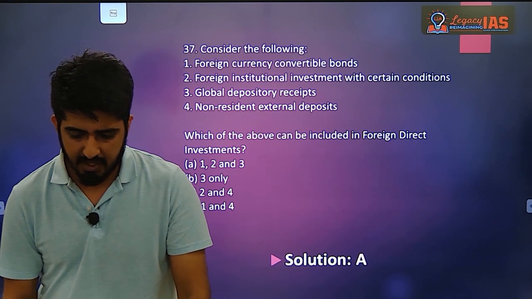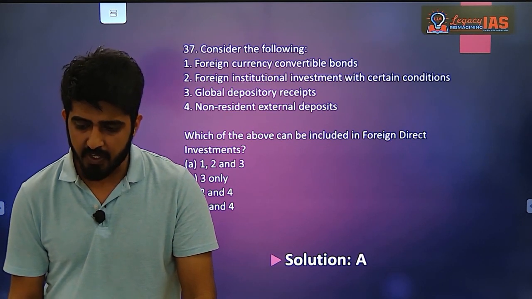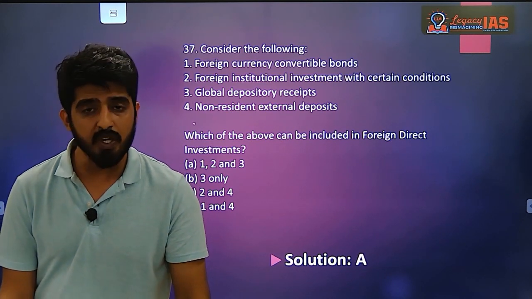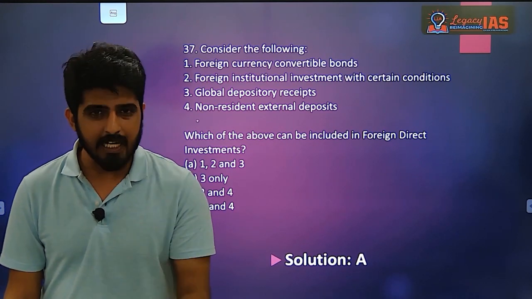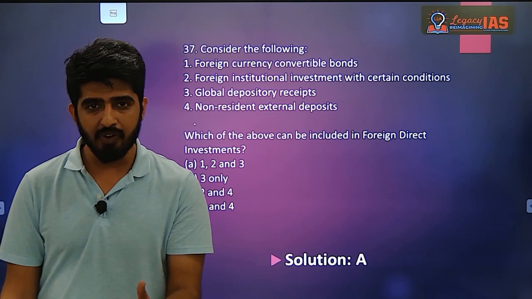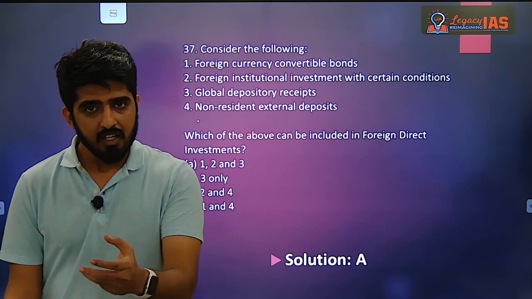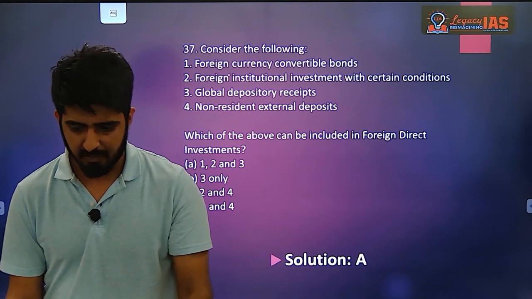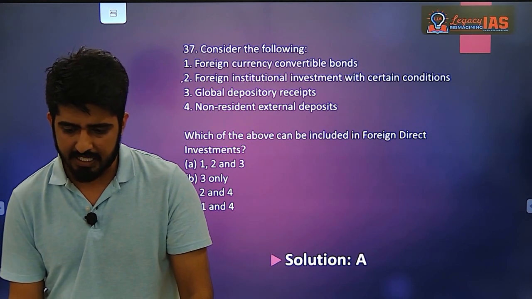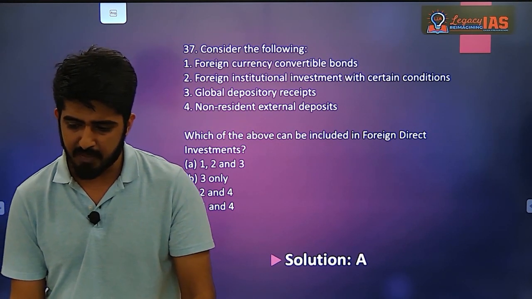Next, 37. 37th question. This was one question which actually was a bit tricky. You have to use a complete elimination method. No correct answer can be found if you are searching on the internet. So the correct solution for this using the elimination method is pretty simple. What you need to do is look at the second statement. It says foreign institutional investment with certain conditions.